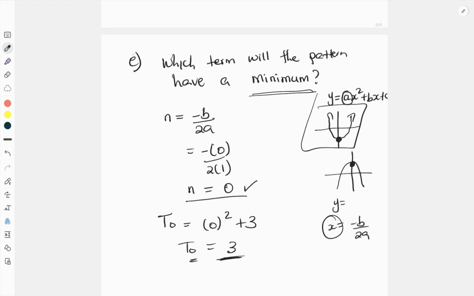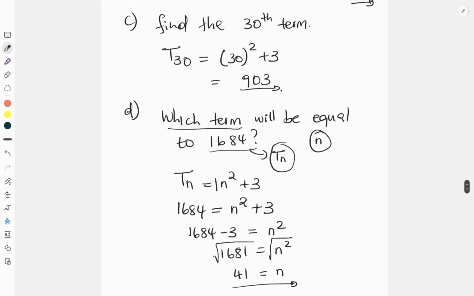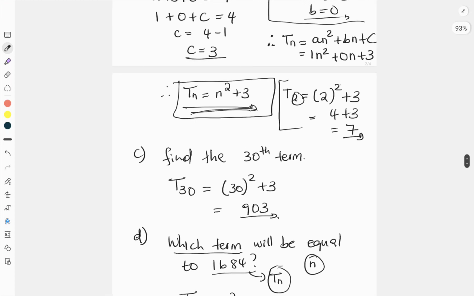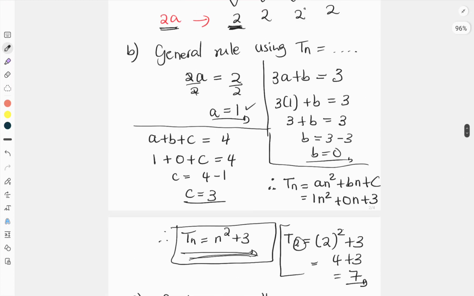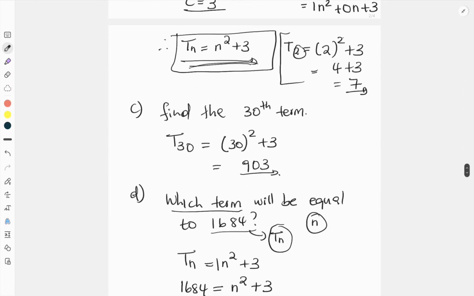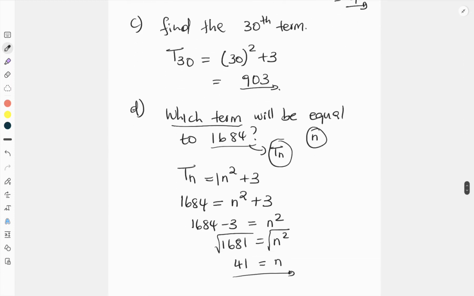But I will do some videos with regards to the minimum and the maximum of the patterns. But the important thing was to just note how to find the next terms, how to find the general rule, how to find any term, and also which term will be equal to a certain value.